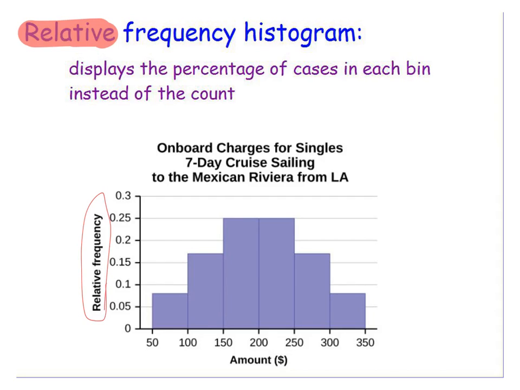So 50 to 100 falls right about there. That would be maybe 0.08. I'm sorry, 0.08. So that would represent about 8%. This bar right here goes to, I don't know, about 0.17 or 17%. So it's just showing the percentage of the whole in each pile instead of the individual counts.